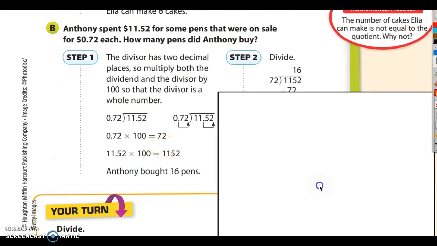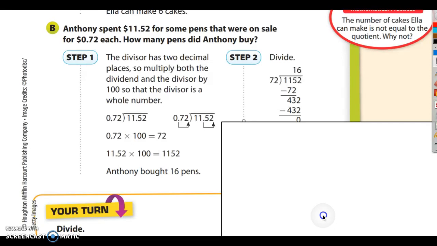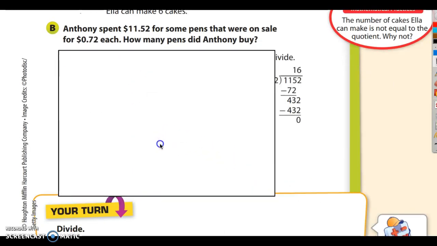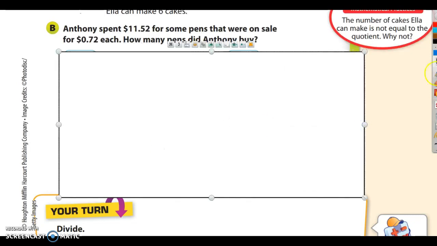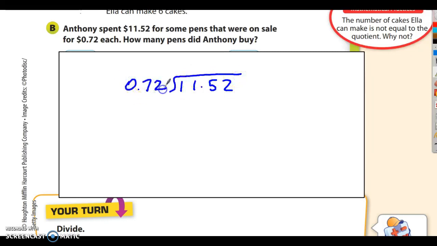Anthony spent $11.62 for some pens that were on sale for 72 cents each. How many pens did Anthony buy? If I were doing this from scratch, I would make it look like this. I'm going to do this one as neat as I can, but I'm going to leave the loops. It's going to look a little tiny bit messy. 11 and 62/100 divided by 0 and 72.